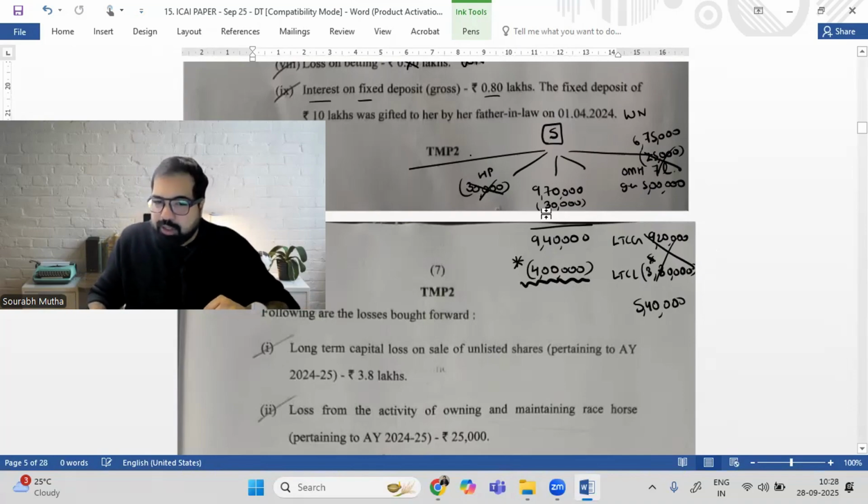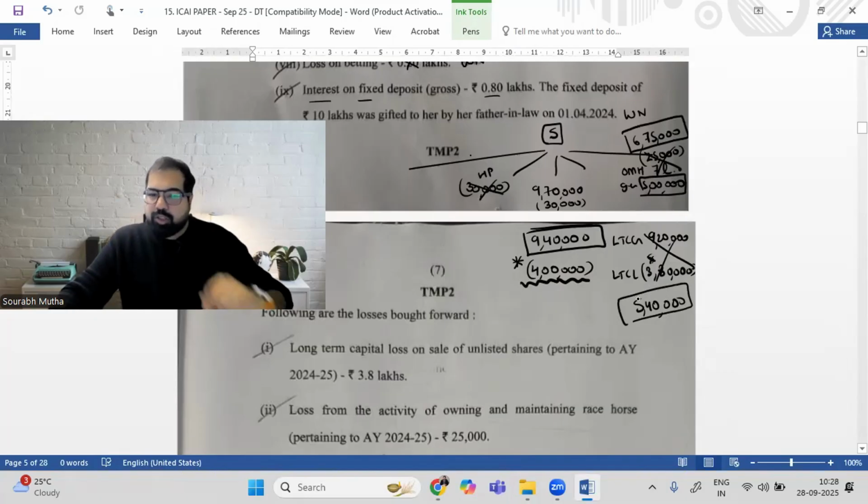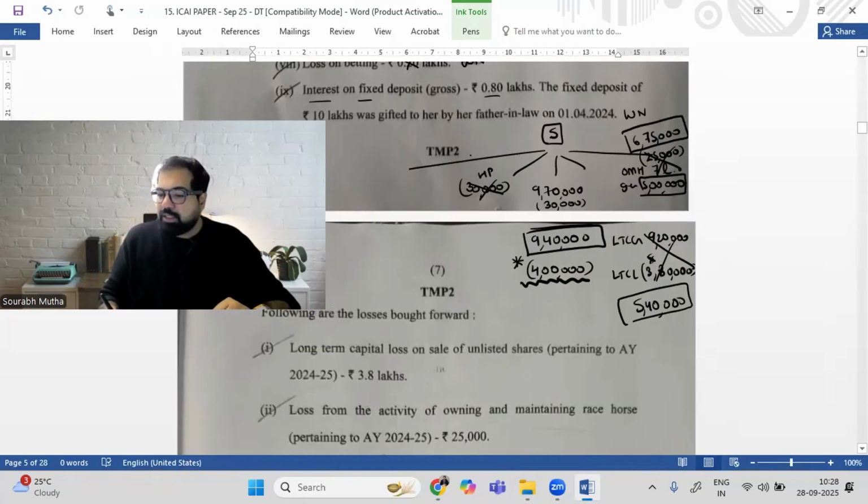So let's see the numbers now. 9 lakh 40 will be taxable in a box. 6 lakh 75 will be taxable in a box. 5 lakh will be taxable in a box. And 5 lakh 40 will be taxable in a box. Only one loss to be carried forward. Let's total up 9 lakh 40 plus 6 lakh 75 plus 5 lakh plus 5 lakh 40. My total income is 26 lakh 55,000. My gross total income is 26 lakh 55,000. And how many carry forward of loss? One. That will be your final answer.